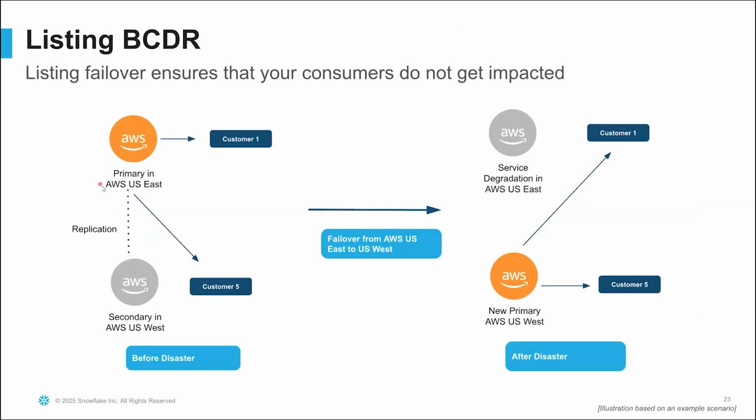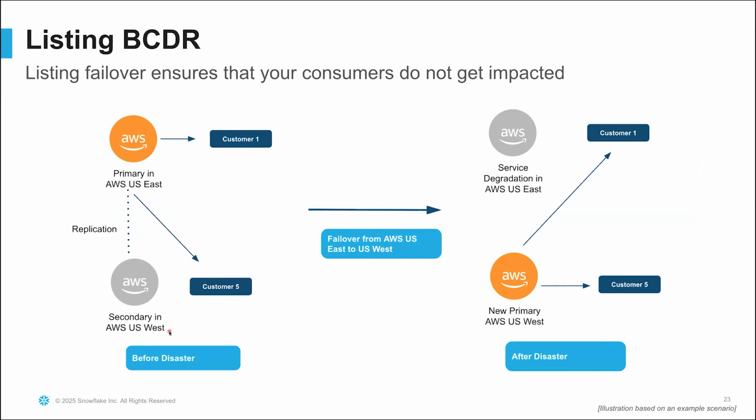This is something which is a good example of a failover event. Here, the customer has their primary setup in AWS US East with one customer. They have set up a failover group that is pointing to AWS US West as their secondary. So AWS US West has the replication for their primary data.